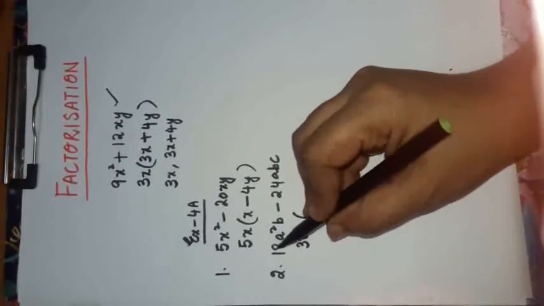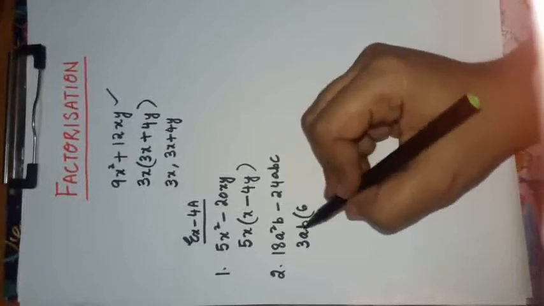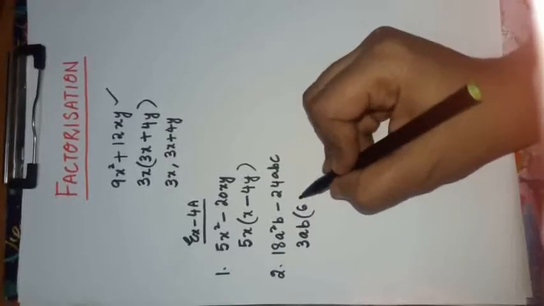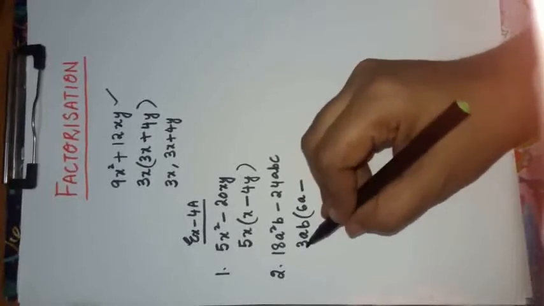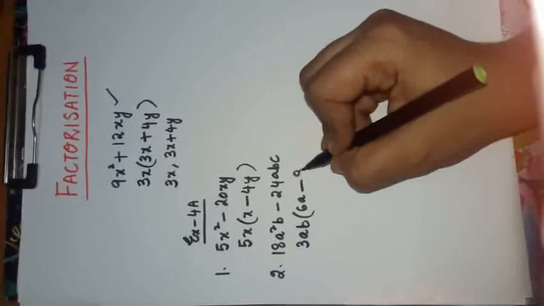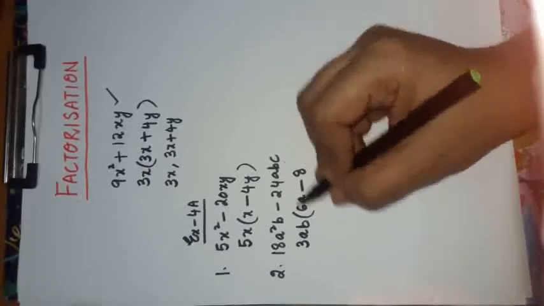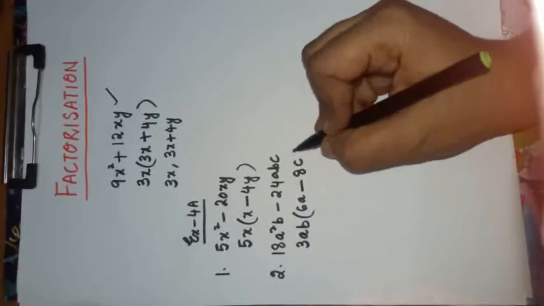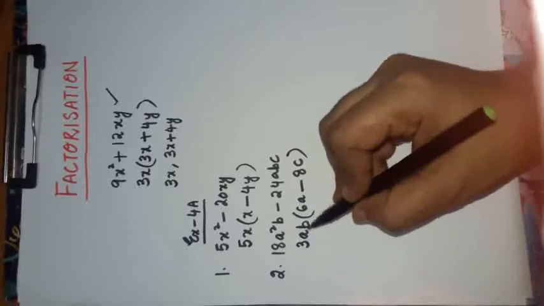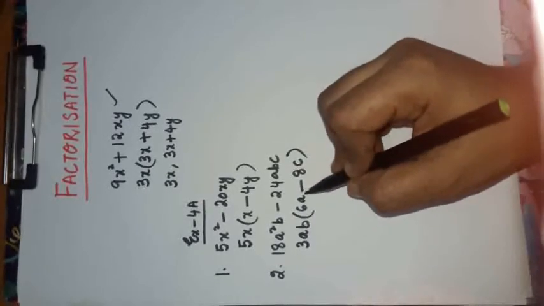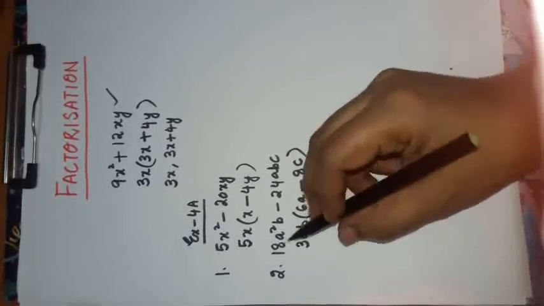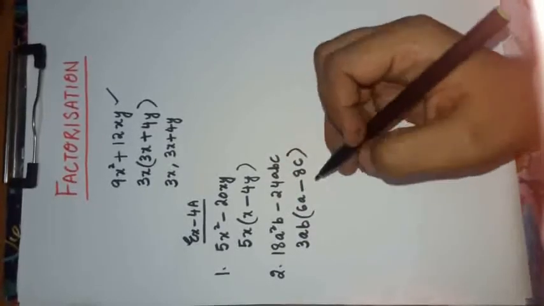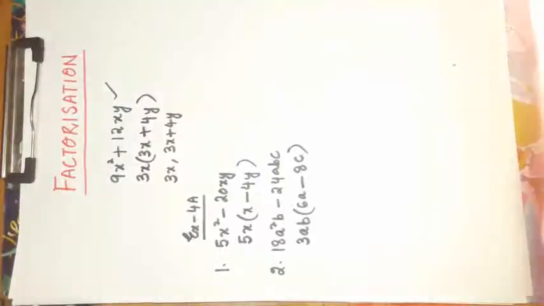Now 3 into what will be 18? 3 6s are 18. Already 1a we have taken, so 1a will be remaining. Then b already we have taken. Then minus 3 into what will be 24? 3 8s are 24. Then a is already there, b already we have taken, then c is remaining over here. So now 3ab and 6a minus 8c we can say are the factors of the given expression. Now the next.